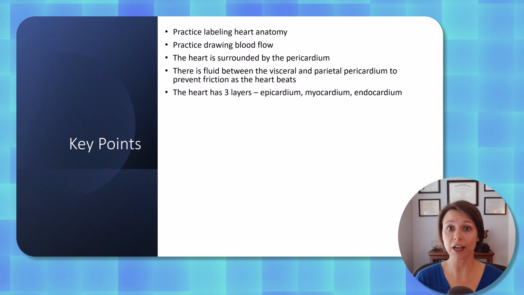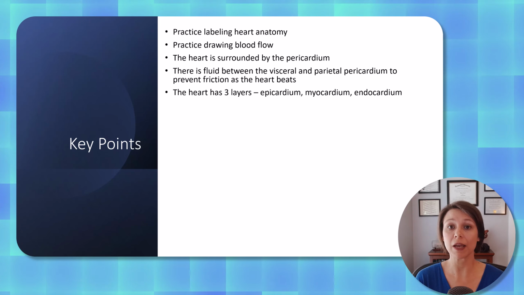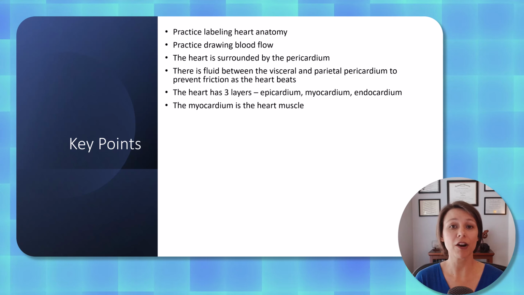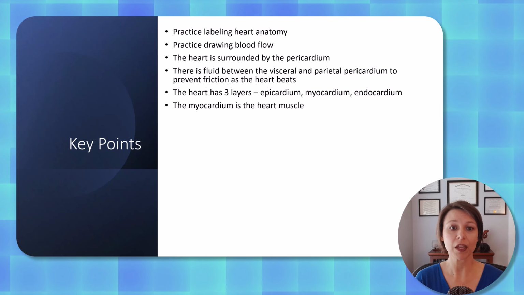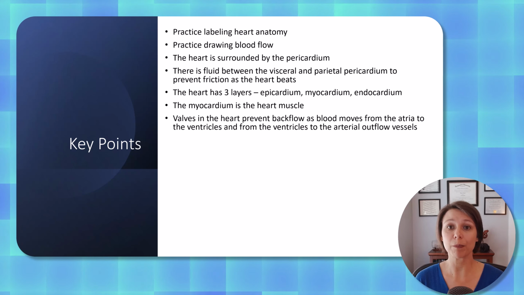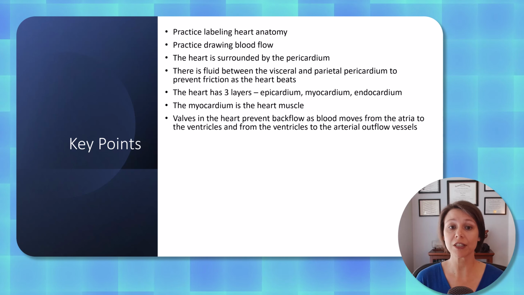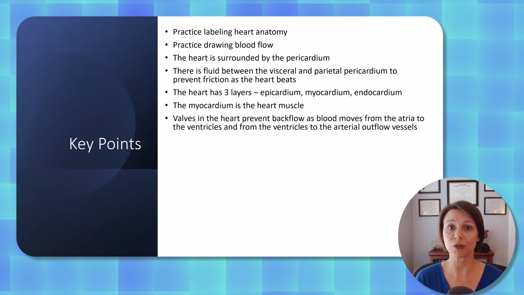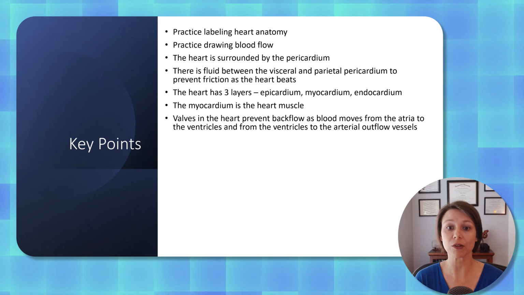The heart has 3 layers: the epicardium, myocardium, and endocardium. The myocardium is the heart muscle. Valves in the heart prevent backflow as blood moves from the atria to the ventricles and from the ventricles to the arterial outflow vessels.